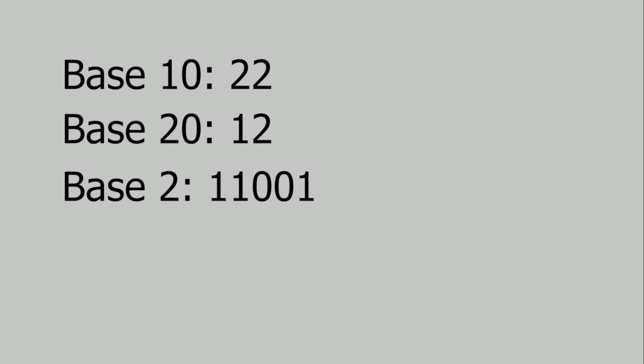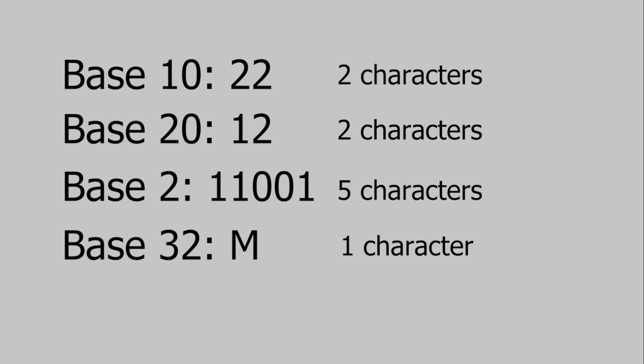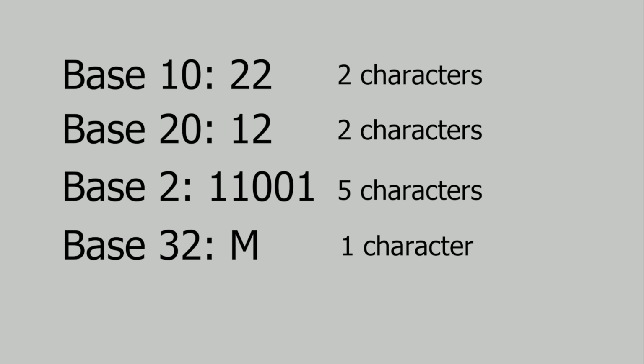The second advantage of the AFA.codes technology is that it uses base 32, which is very efficient to compress the code. For example, the number 22 in base 10 and in base 20 has 2 characters, and the same number in base 2 has 5 characters. But in base 32, the number 22 has only 1 character.